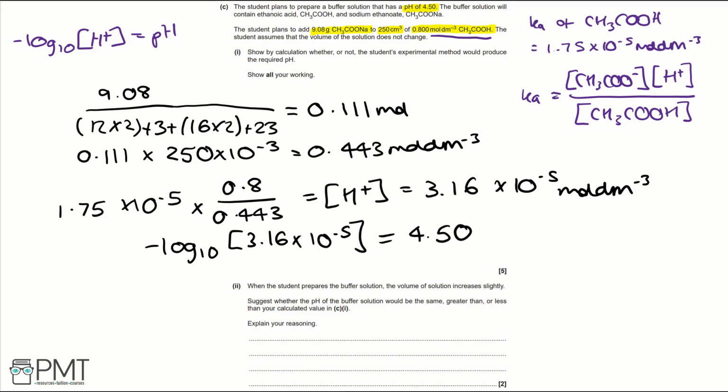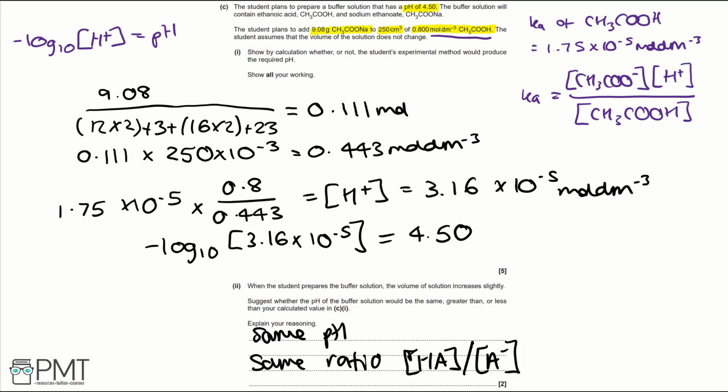The answer they're looking for in this question is for you to say that it's the same pH or a constant pH, and the reason is it's the same ratio of HA in square brackets to A minus, also in square brackets. So there are 2 marking points for this part of the question. Your first marking point is for saying it's the same pH, and your second marking point is for saying the same ratio of HA to A minus.